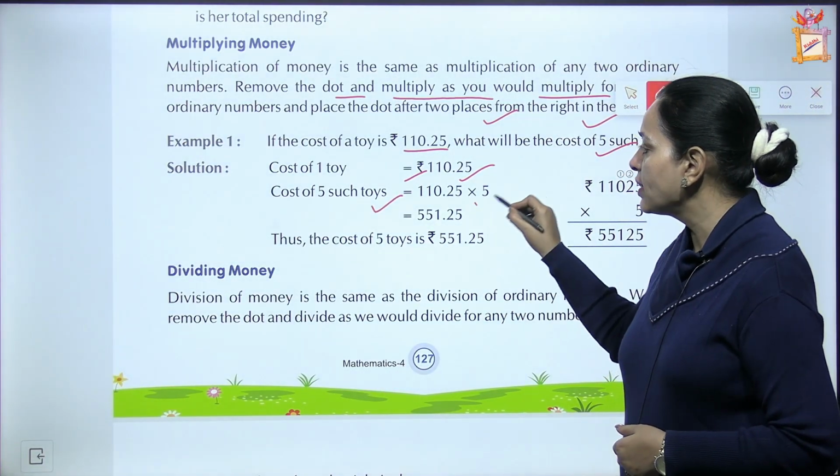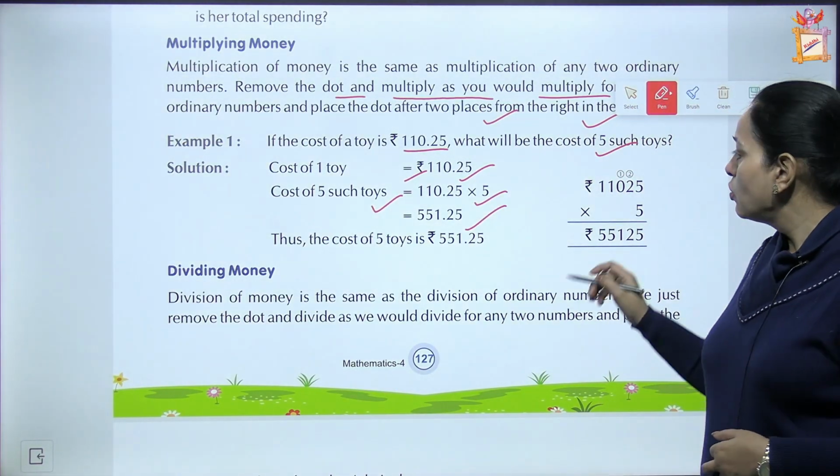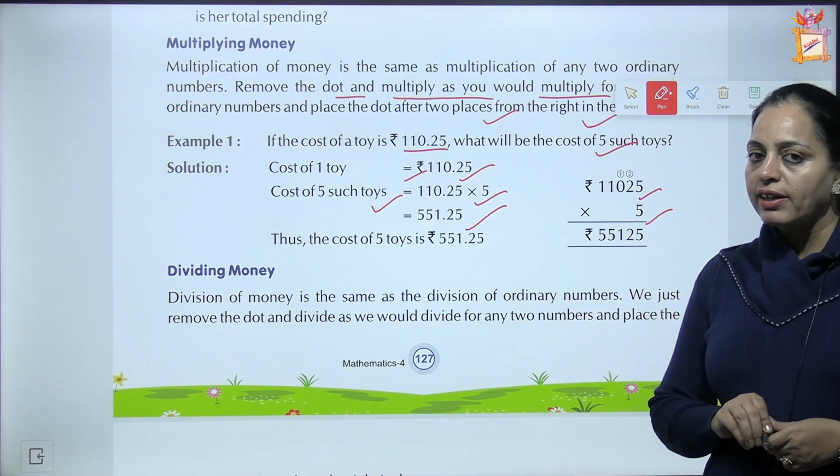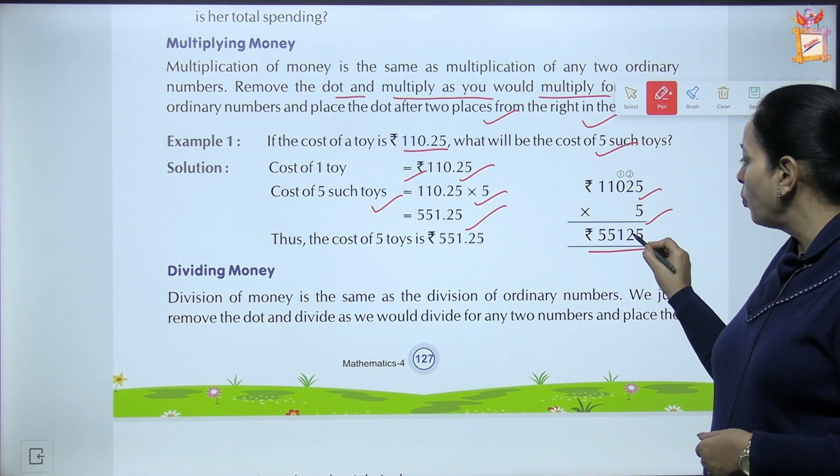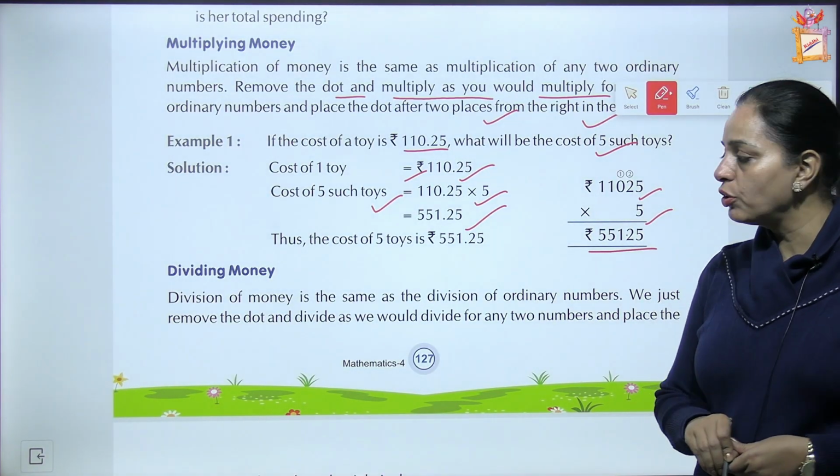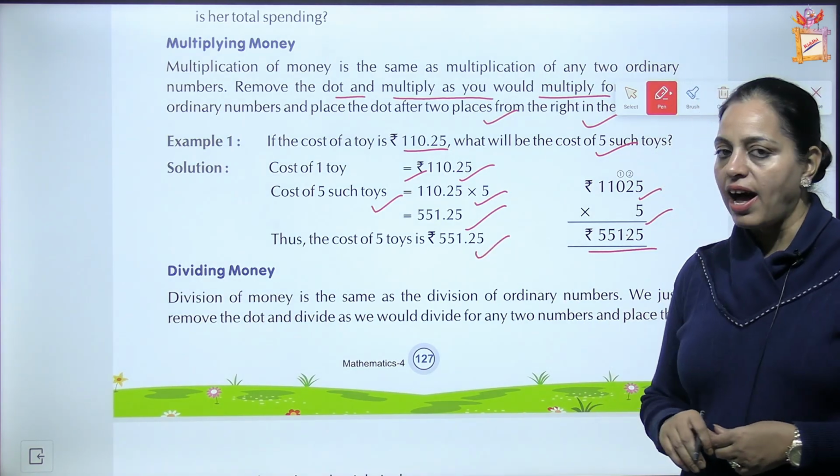Cost of 5 toys, multiply by 5. So simple numbers को हम multiply कर देंगे. So now put the dot before 2. So this is the answer.